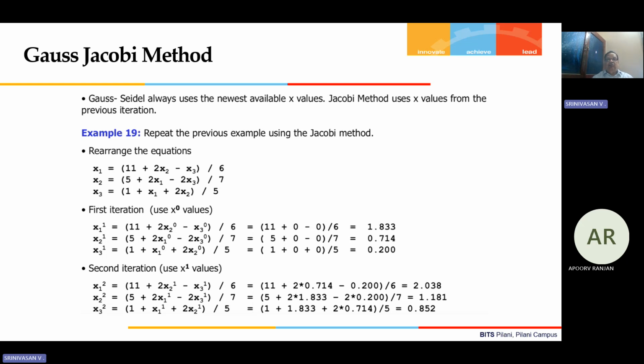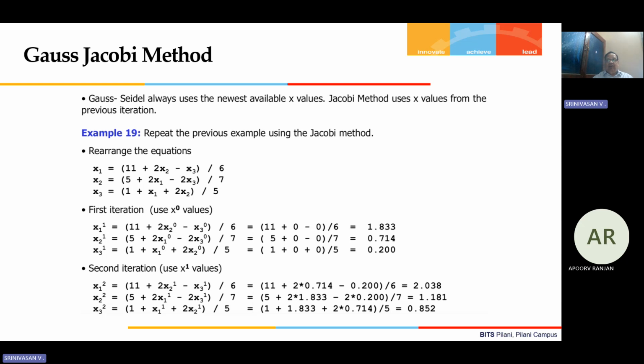That is, look at here. x2 superscript 0, x3 superscript 0. x1 superscript 0, x3 superscript 0. x1 superscript 0, x2 superscript 0. When you want to find the second iteration values of x1, x2, x3, it is all going to be x2, x3 superscript 1; x1, x3 superscript 1; x1, x2 superscript 1. That is, you will put 0.714 for x2, 0.2 for x3.